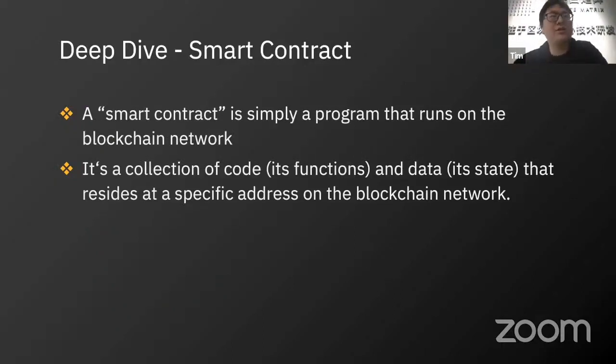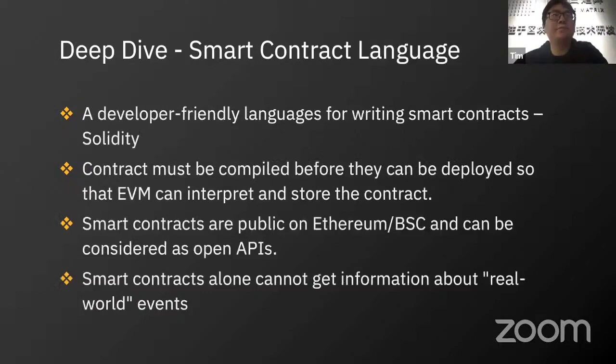Okay, so here is just a refresher. A smart contract is simply a program that runs on the blockchain network, and it's a collection of code and data that resides at a specific address on the blockchain network.